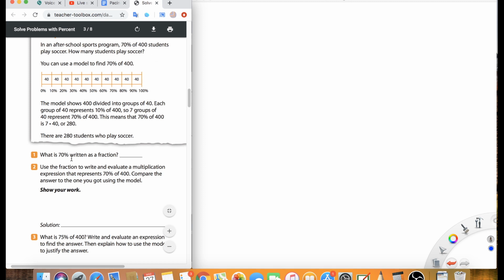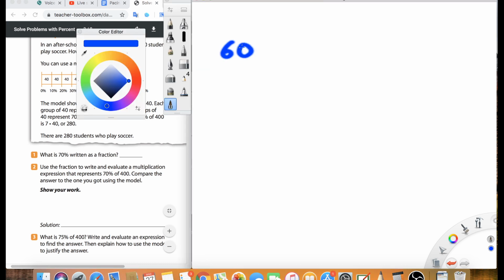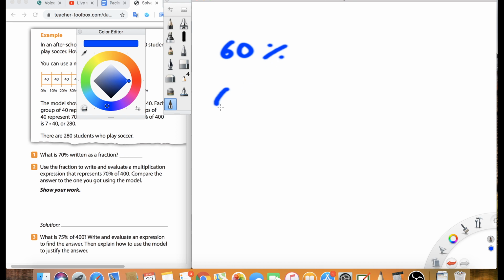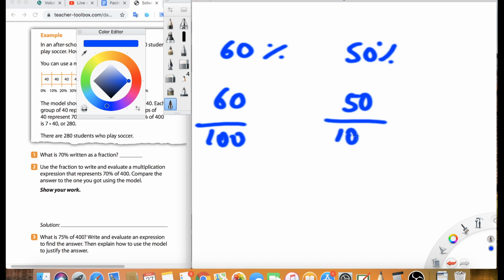Now it says, what is 70% written as a fraction? If we write 60% as a fraction, I would do it like this, 60 over 100. If I wrote 50% as a fraction, it would be like this. Now, if I wrote 2% as a fraction, actually this one would be like this.